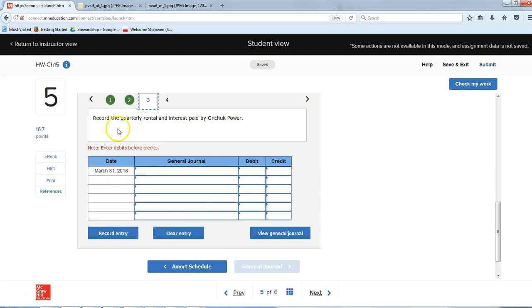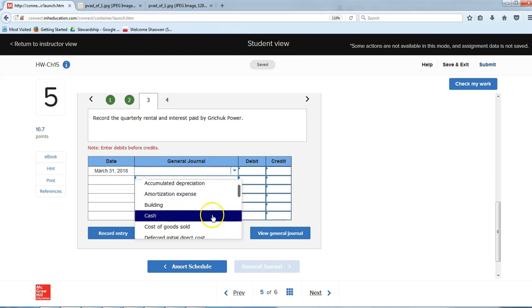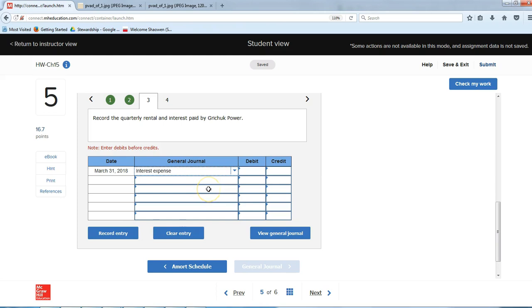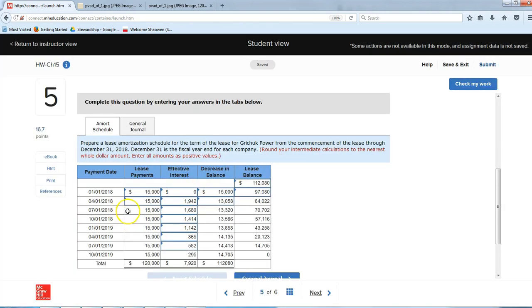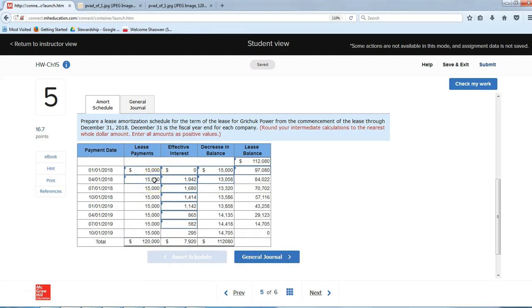March 31st, the first quarter. After the first quarter, report the quarterly rental and interest paid by Pre-check Power. So let's see, paid $15,000. Of this $15,000, there is interest, which we call interest expense, and lease payable should be paid off as well. So go back to my amortization table. March 31st is not showing up on the dates here.